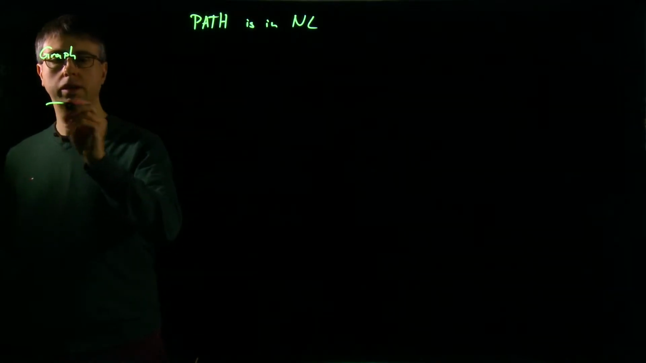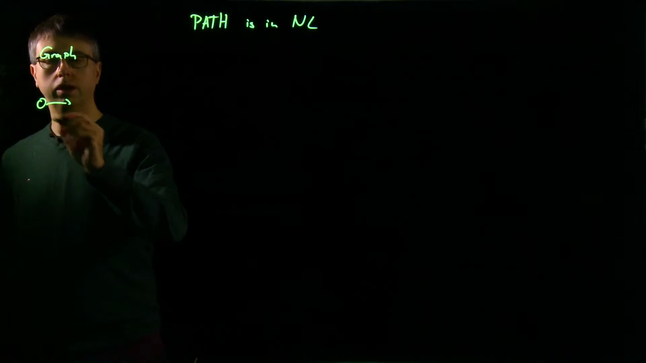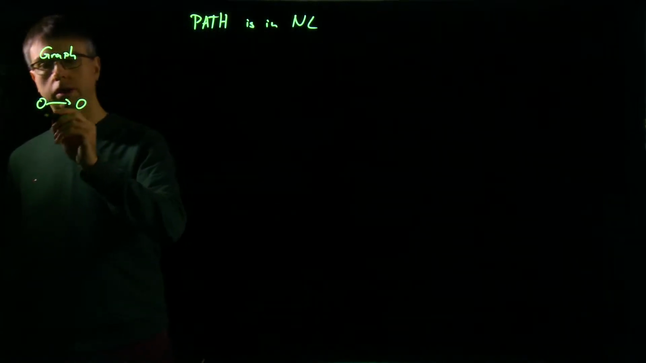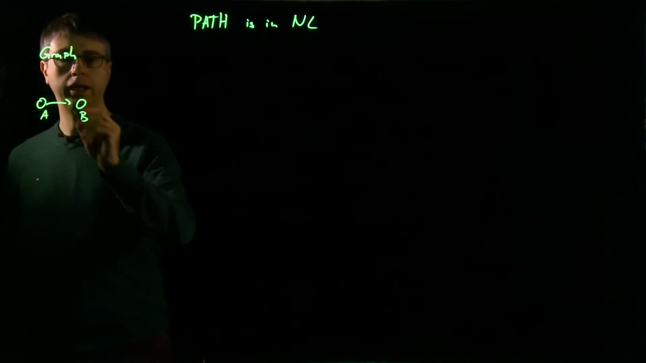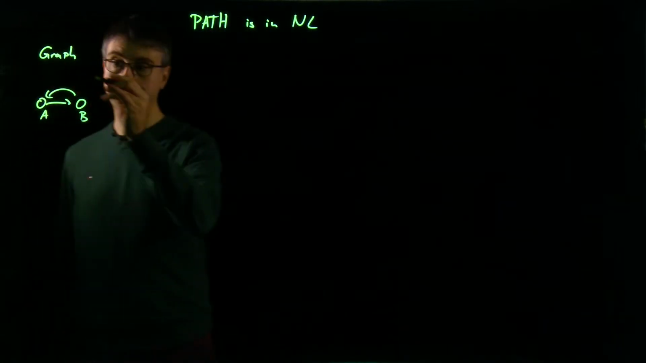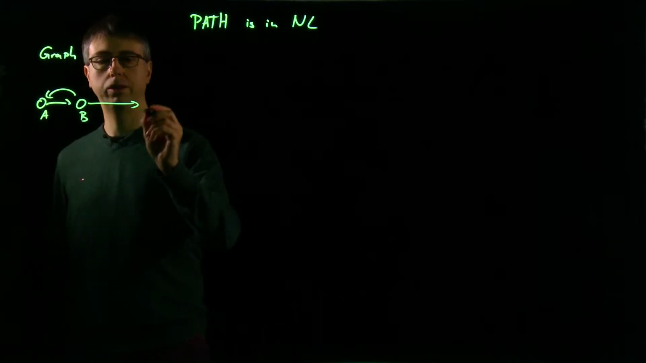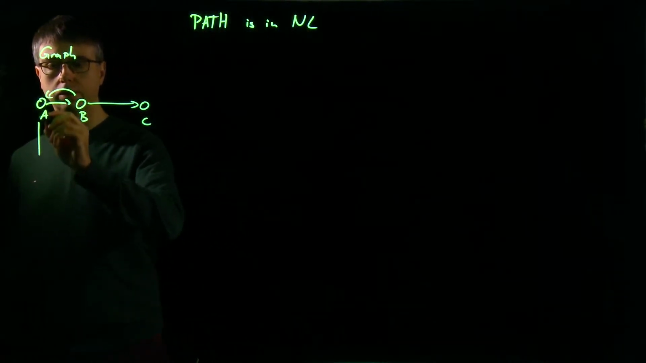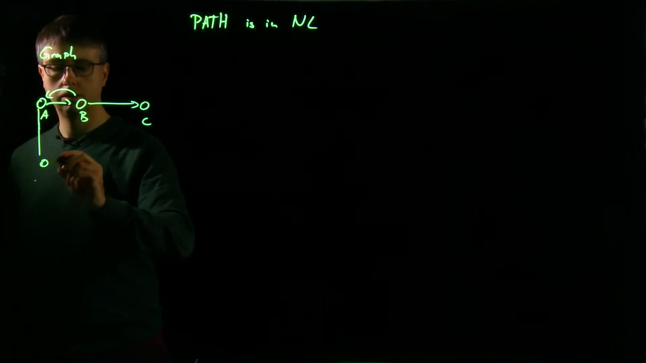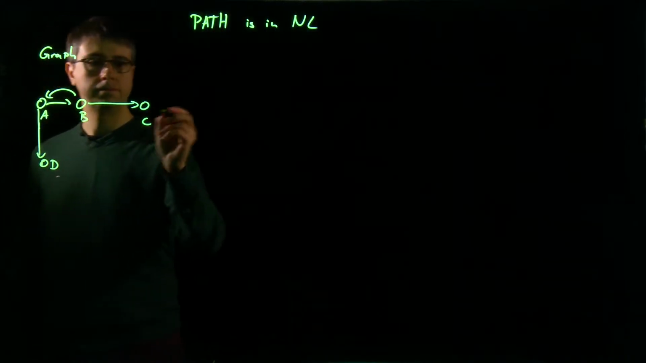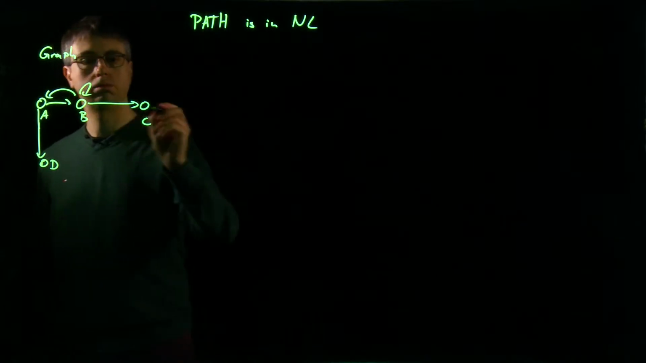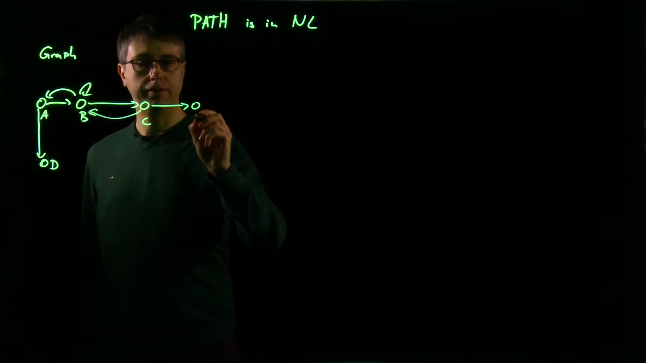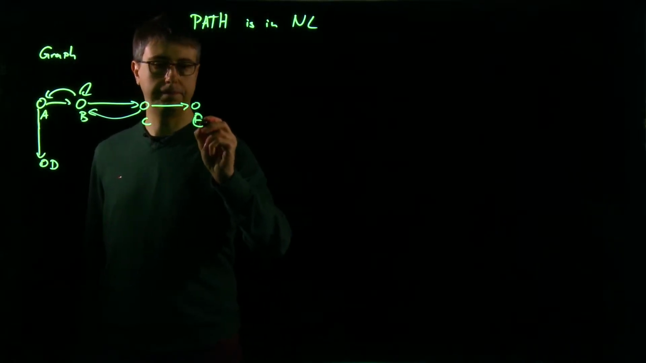So let's start with some graph. You have a node here. You have a node here. I call this one here A, this one B. You have a directed graph, so you have edges between the nodes. Then you have a node C. You might even have a node D here. Can have loops. And maybe this one is E.